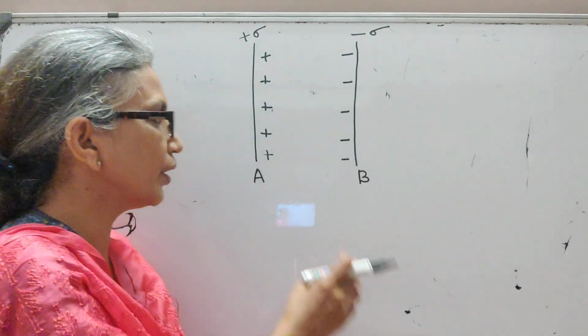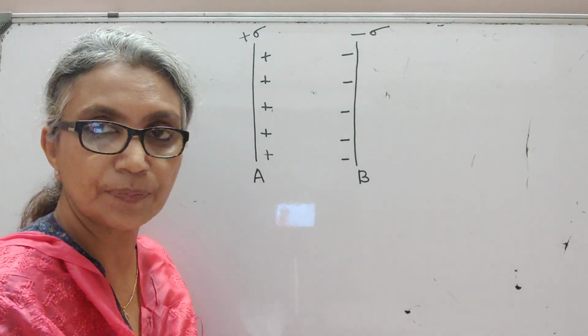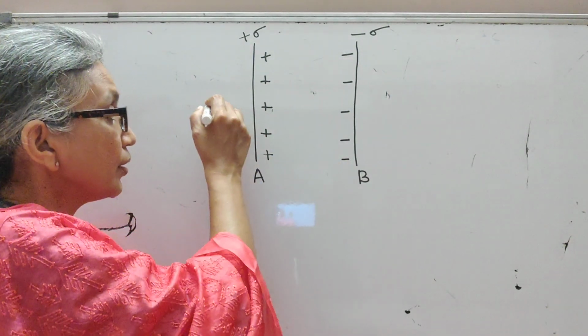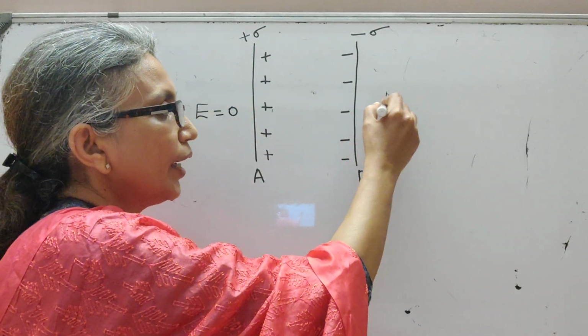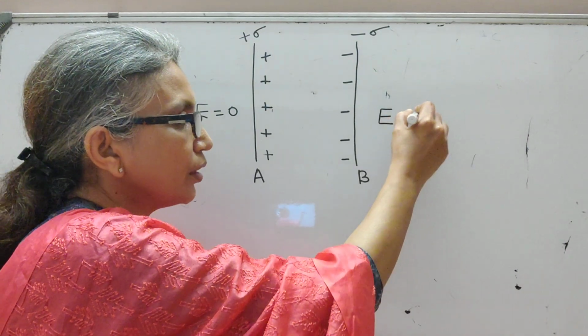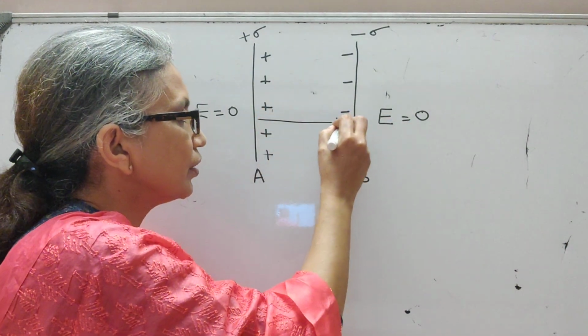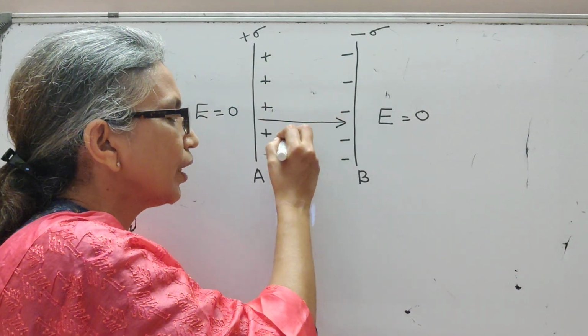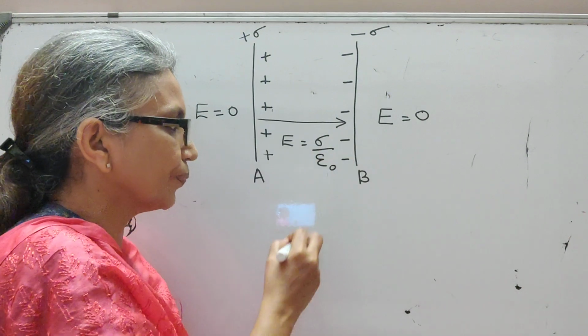We have been asked to find the electric field outside the two plates and between the two plates. If you look at that problem again, you will see that we found out that the electric field outside the two plates is 0, and the electric field outside here is also 0. But inside, the electric field is directed from positive to negative and has a magnitude sigma by epsilon 0.